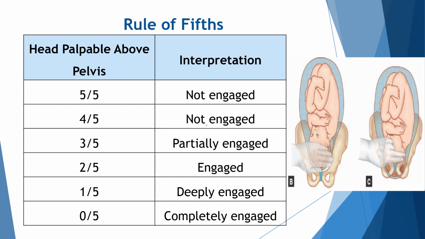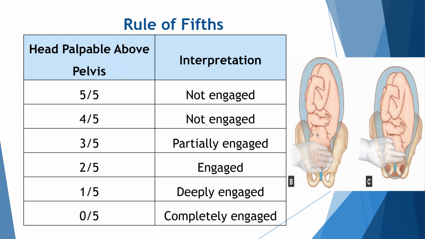Now, let's understand the rule of fifths, which is a simple way to assess fetal head engagement during abdominal examination. The rule tells us how much of the baby's head can still be felt above the pelvic brim. If the head is 5/5 or 4/5 palpable, the head is not engaged. If it is 3/5 palpable, the head is partially engaged. When only 2/5 of the head is felt above the pelvis, the head is considered engaged. If only 1/5 is palpable, the head is deeply engaged.